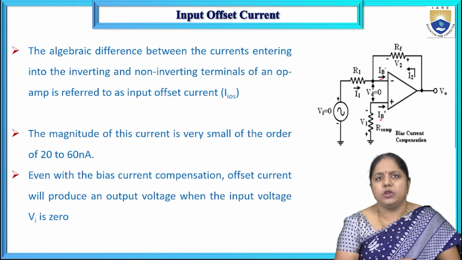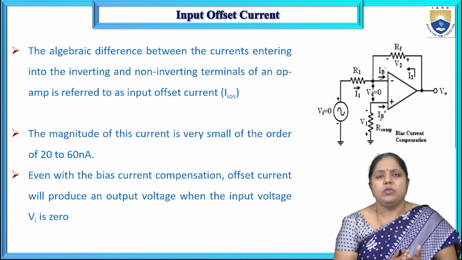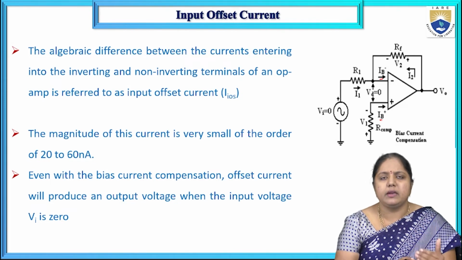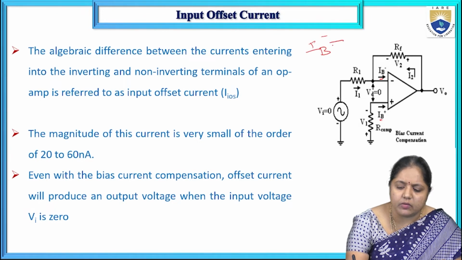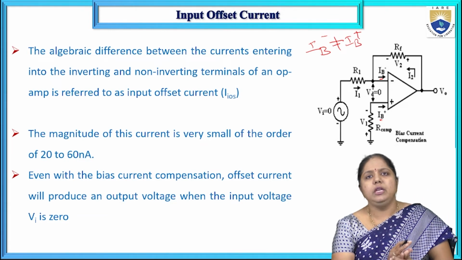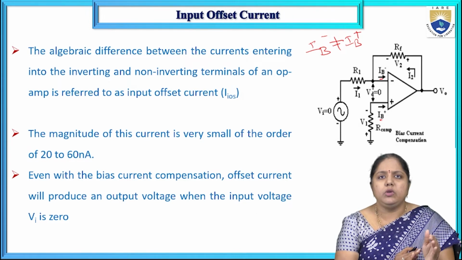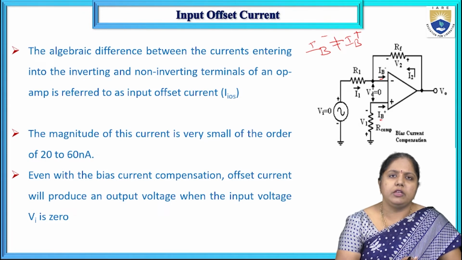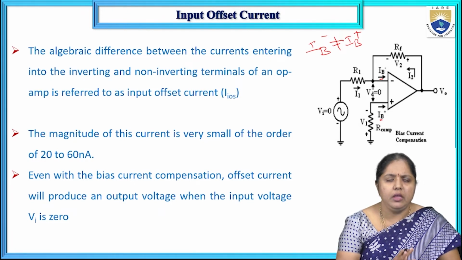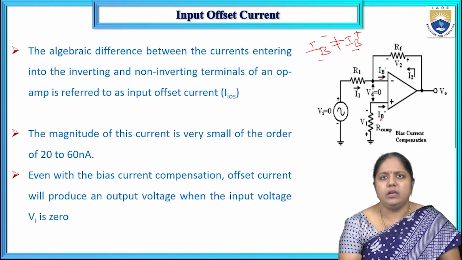No two transistors are said to be symmetrical. So by considering the practical consideration, if the transistors are not symmetrical with respect to each other, then IB minus is not equal to IB plus. In the previous input bias current compensation, we assumed that IB minus is equal to IB plus, and set the compensation resistor accordingly. But practically speaking, IB minus is not equal to IB plus.